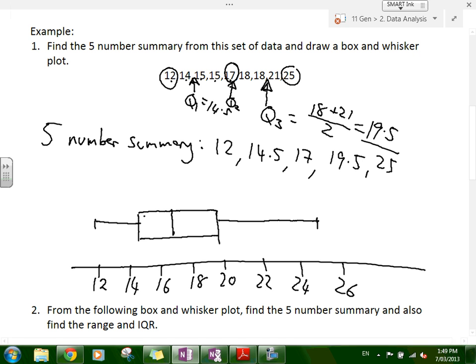Okay? So nice and clear, it's got to match up, it's got to be neat, match it up nicely with the scale and all these things, and you should not have any problems. Alright, so 5 number summary, box and whisker. Let's look at this example.